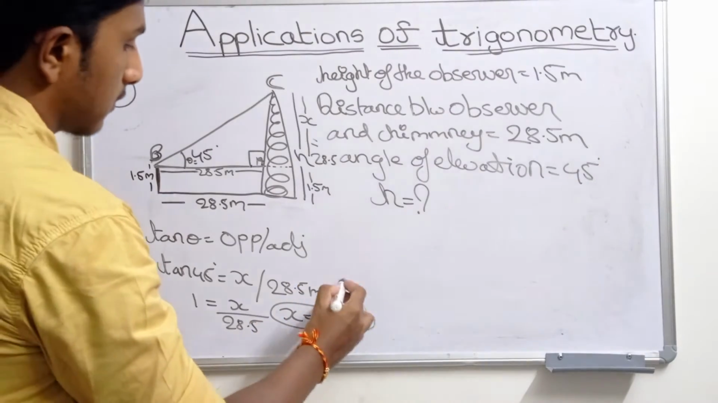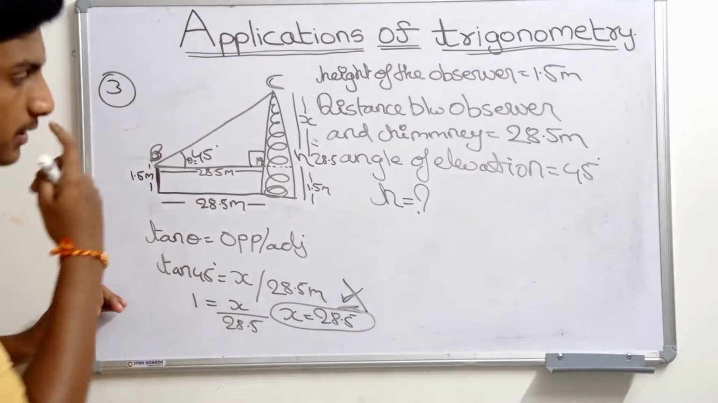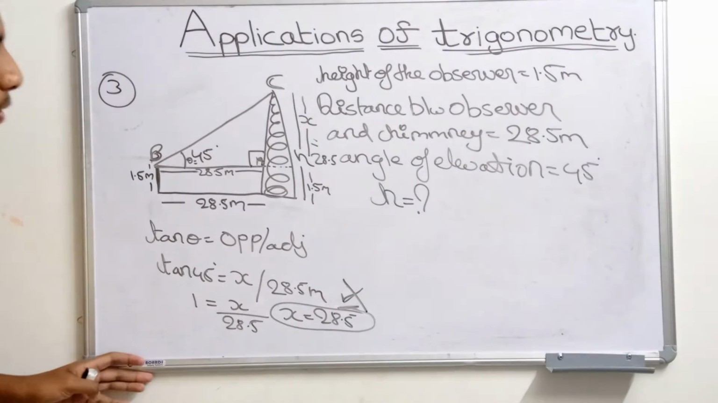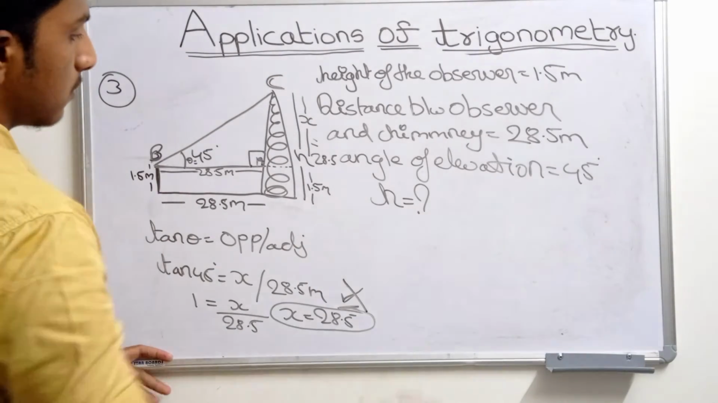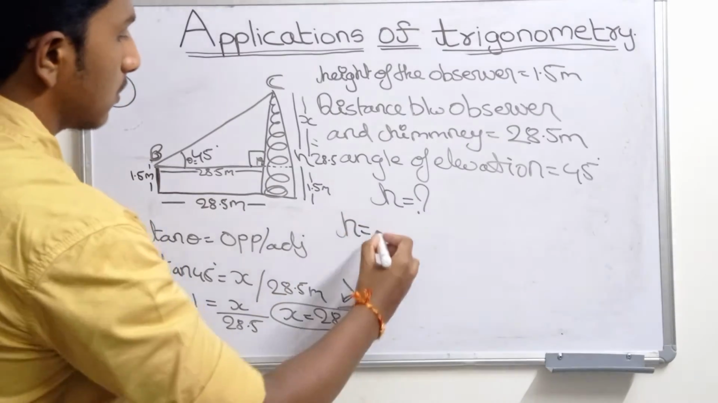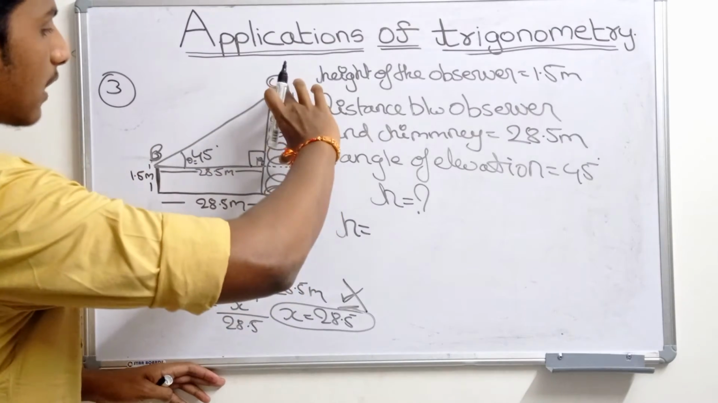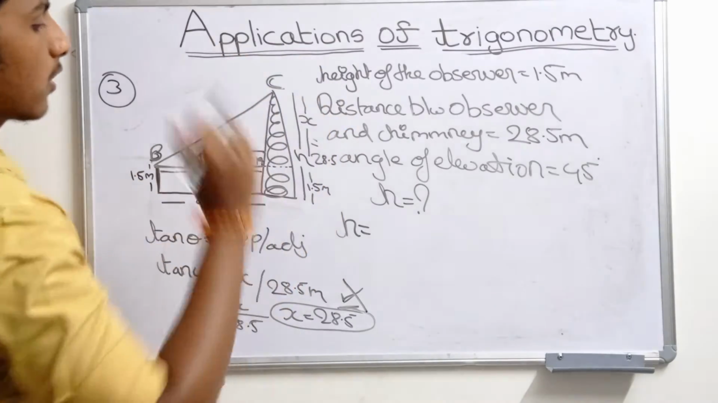Absolutely wrong. Because you have not added the height of this 1.5 meters, then how can you get the height of the whole chimney? This is the height of the observer, so we have taken it as it is and we have found this height, guys, 28.5 meters.